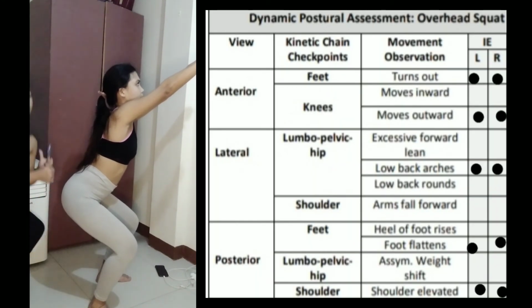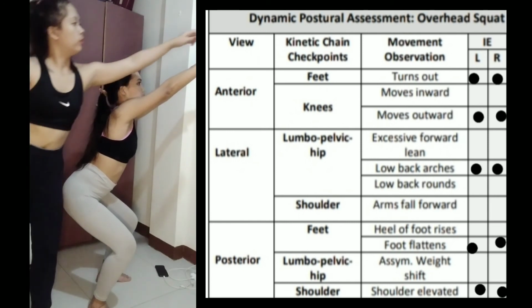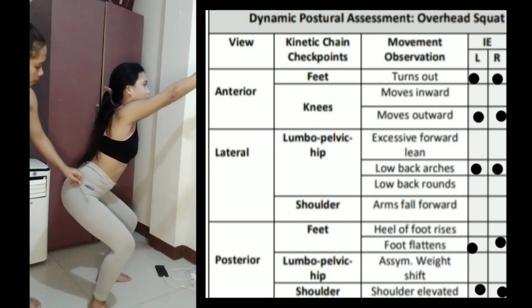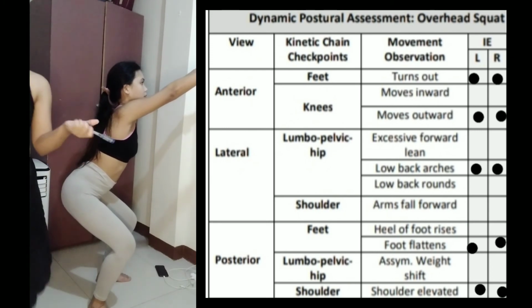This time we'll have the last view, the posterior view, and the kinetic chain checkpoints. First, feet. The client's feet are flattened because the foot is not raised while performing the overhead squats. For lumbopelvic hip, there is no asymmetrical weight shift, so disregard. And the shoulder is elevated, both left and right. So that's all guys. Thank you.